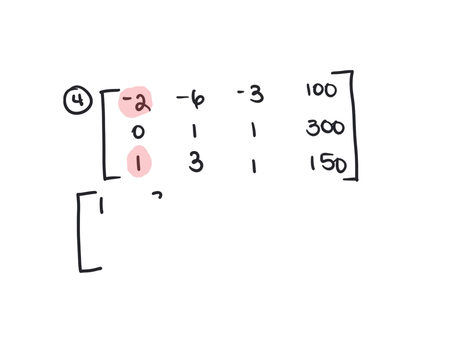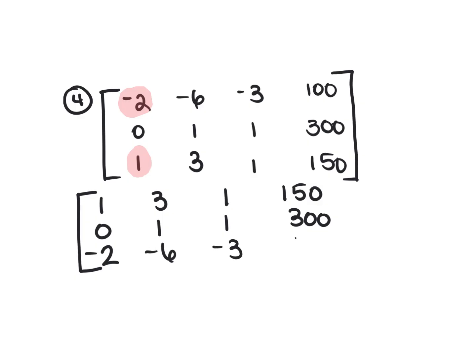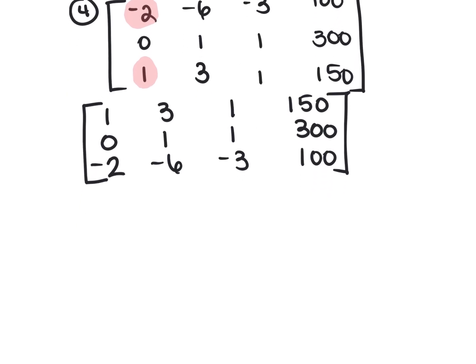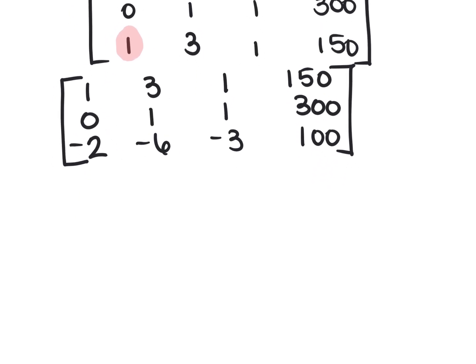So I'm going to have 1, 3, 1, 150. I'm going to leave the second line just like it is, and then put the top into the bottom location. So I have -2, -6, -3, 100. So that transformation can happen first, and that actually makes my life a little simpler. All right, so the next thing I need to check is that this is a 0, and it is, so I don't have to calculate anything for that.